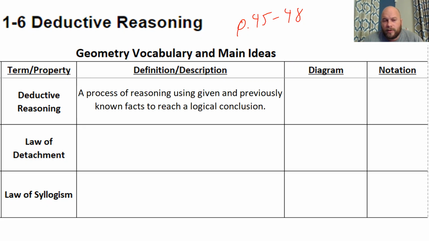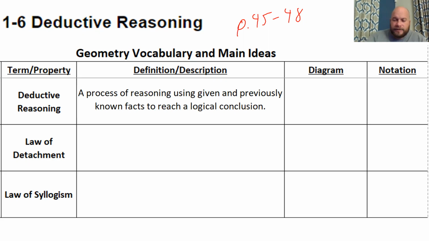So this is kind of the opposite of what we're doing with inductive reasoning. Inductive reasoning is making observations, looking at patterns, coming up with conjectures. This one, deductive reasoning, is taking things that we already know to be true and applying them. So using laws, rules, anything like that.